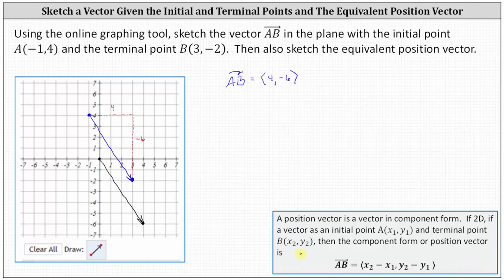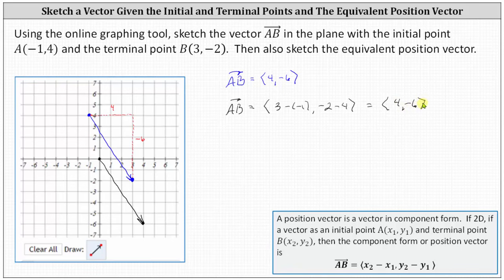Before we go to the online graphing tool, another way to find the component form of vector AB would be to find the difference of the x and y coordinates of the initial and terminal points. So for vector AB in component form, the x component would be 3 minus -1, and the y component would be -2 minus 4, which of course gives us the same result, where the x component is +4 and the y component is -6.